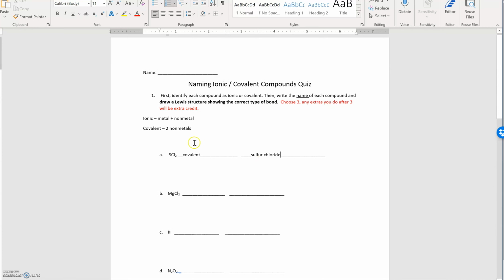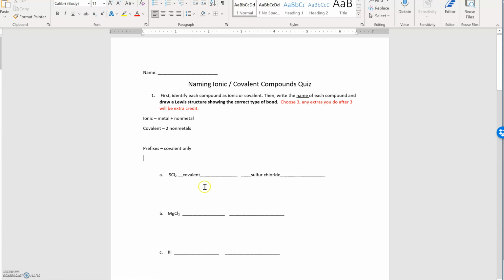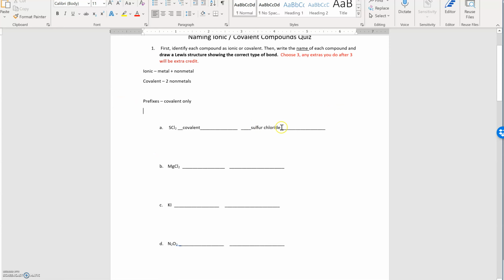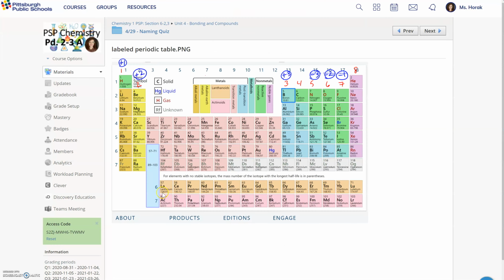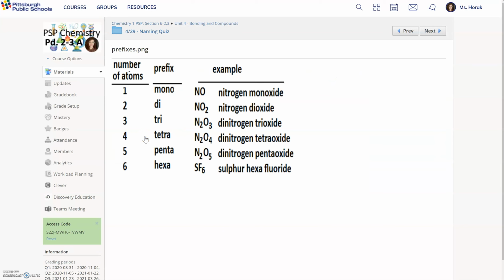Now, I'm going to type some notes up here at the top as I talk. The prefixes are for covalent compounds only. So this one is covalent, which means we're not done by just calling it sulfur chloride. There's a 2 here next to the chlorine, so there are 2 chlorine. We need to look at our prefixes, which are also in this folder with this quiz. There's a little chart with the prefixes, and we need to figure out what the prefix is for 2.